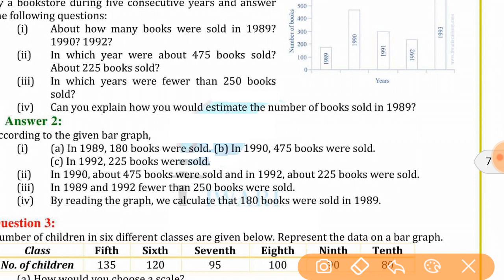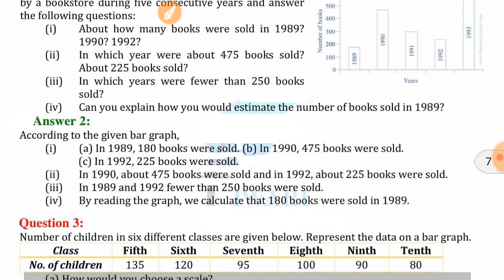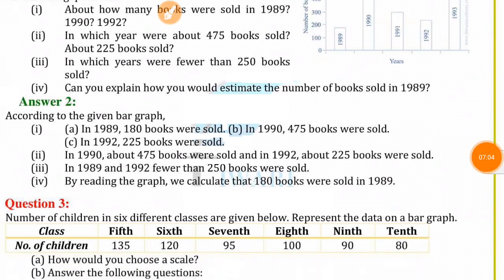So one more question. Can you explain how you would estimate the number of books sold in 1989? So by reading the graph, we calculate that 180 books were sold. By reading the graph only, because we kept the scale to read very minute lines here.